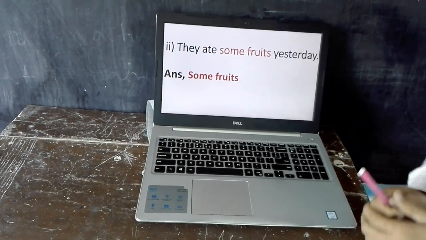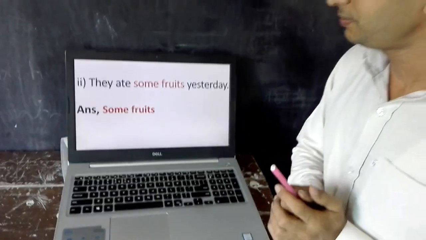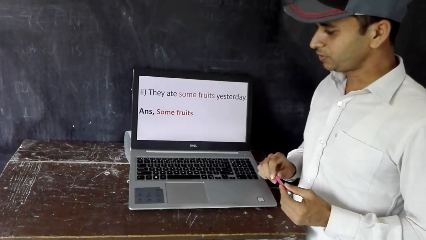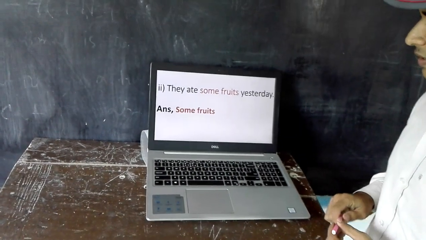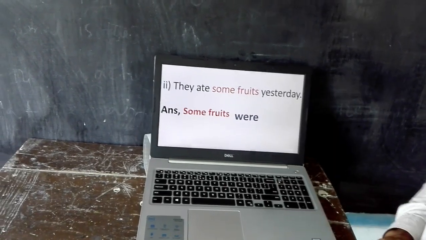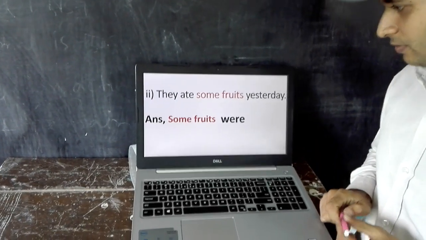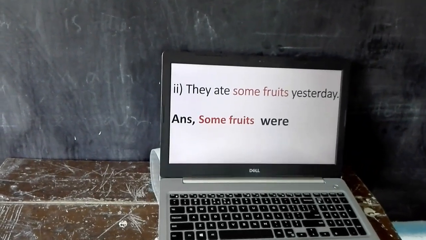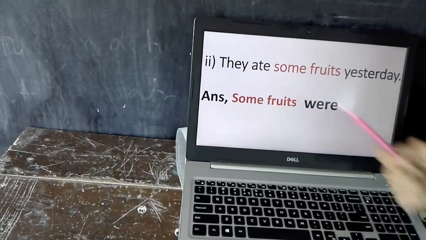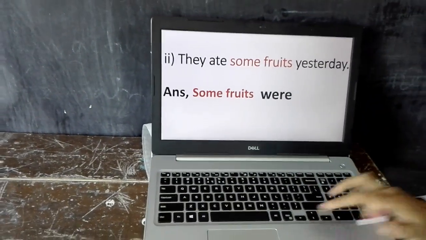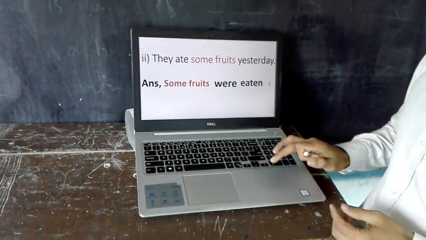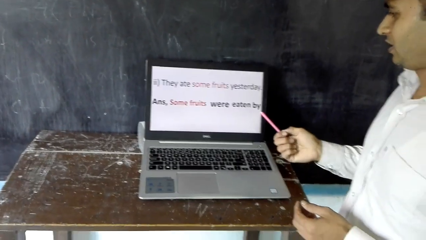Now you must remember that we need to write the auxiliary verb according to tense. For past indefinite tense we use was or were. As the subject here is in plural form, we must write were. And the third task is writing the verb 3 form or the past participle form of the principal verb. Here the principal verb is ate, that means eat, ate, eaten. So we will write here eaten. And now the preposition. Preposition by. Some fruits were eaten by.